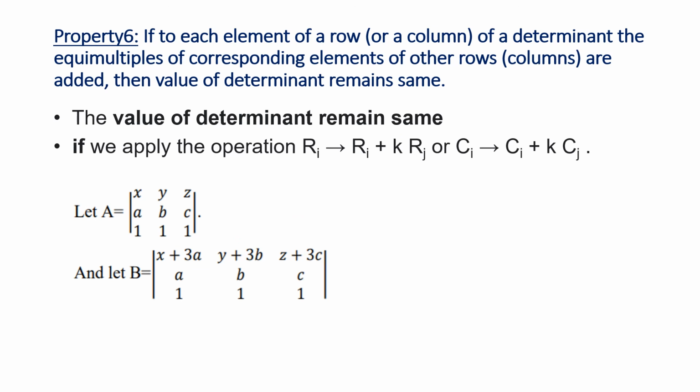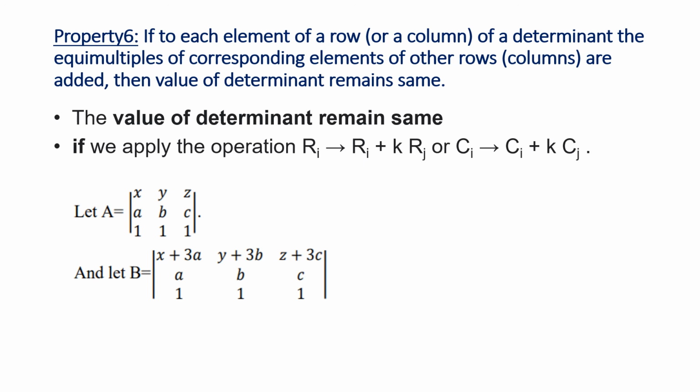Next property states that if to each element of a row or a column of a determinant, the equimultiples of corresponding elements of other rows or columns are added, then the value of the determinant remains the same. Let me explain it in a simple way. It states that the value of the determinant will be the same if we apply either Ri plus k Rj or Ci plus k Cj.